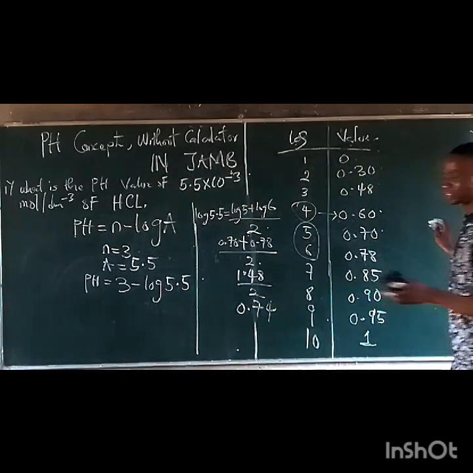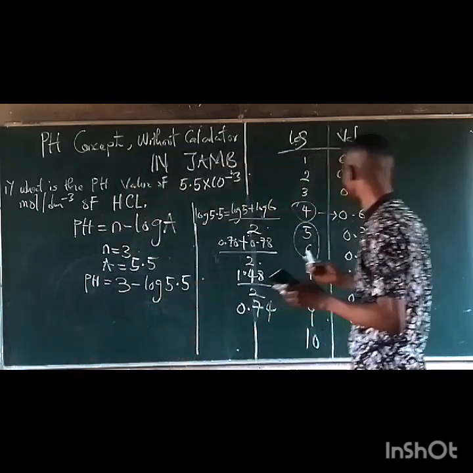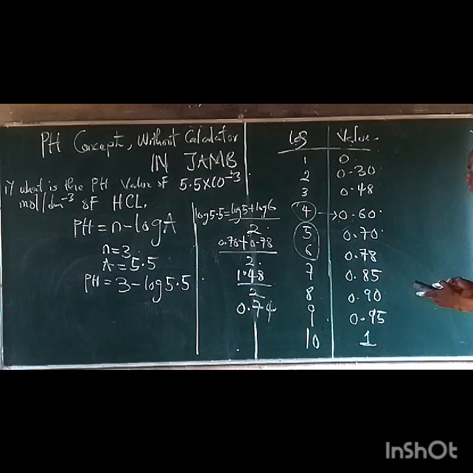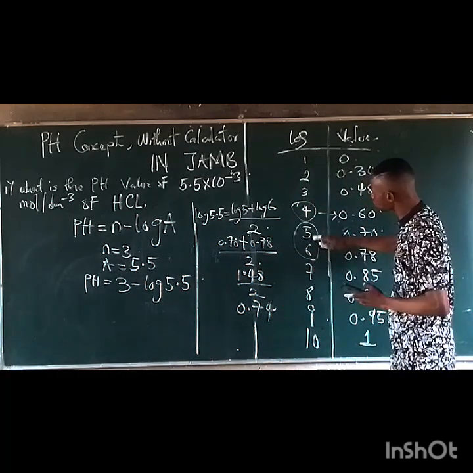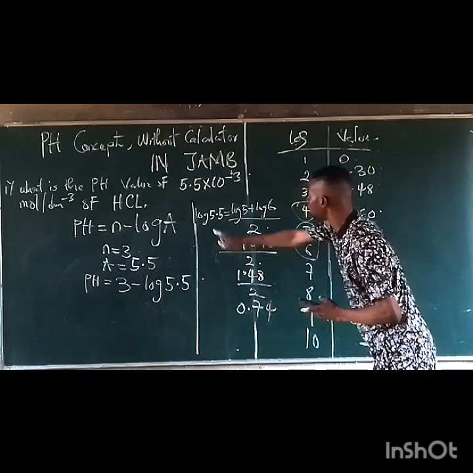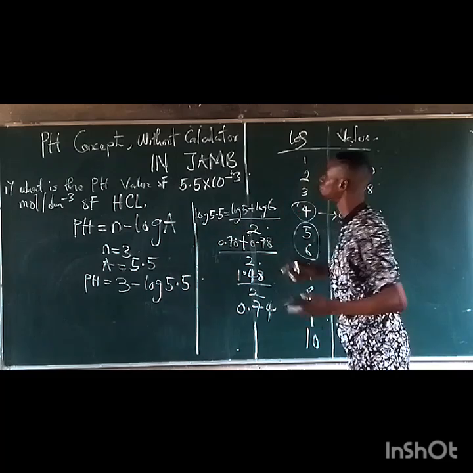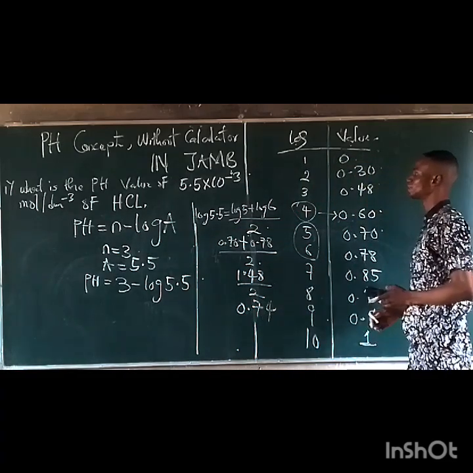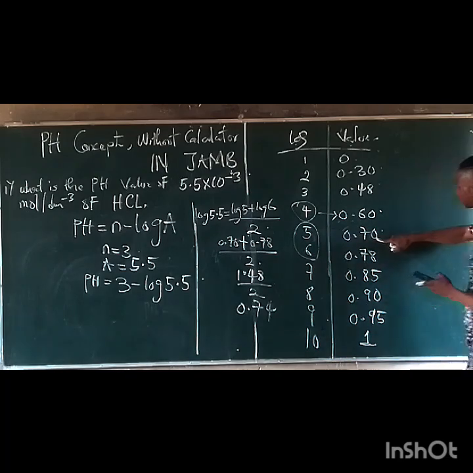Now I want you to do something. There's a way you can just guess, a very easy way you can do all this. Though log 5.5 is gotten by taking the average of 5 and 6 and dividing by 2, giving 0.74, if we have the logarithm function on the calculator and press log 5.5 to confirm it, we are going to get this value directly. But if you notice, log 5 is 0.70 and log 6 is 0.78.